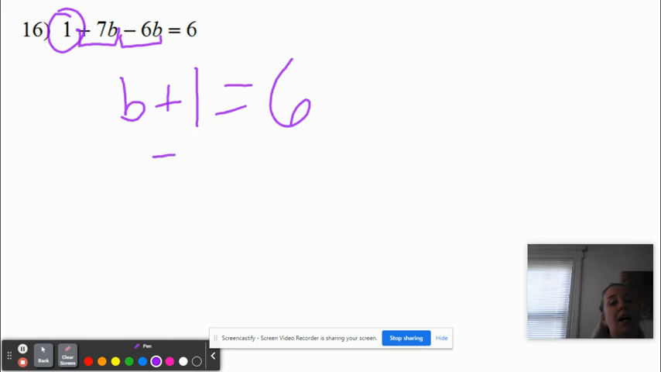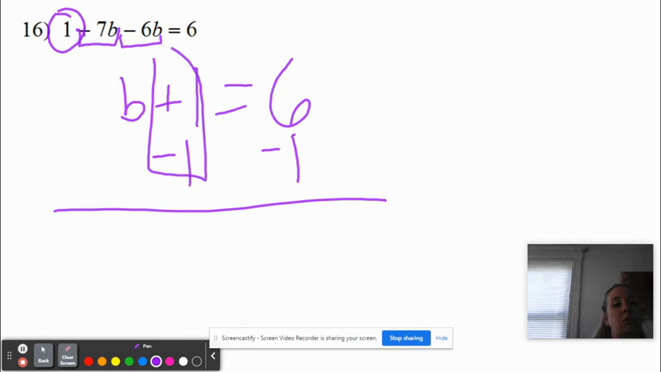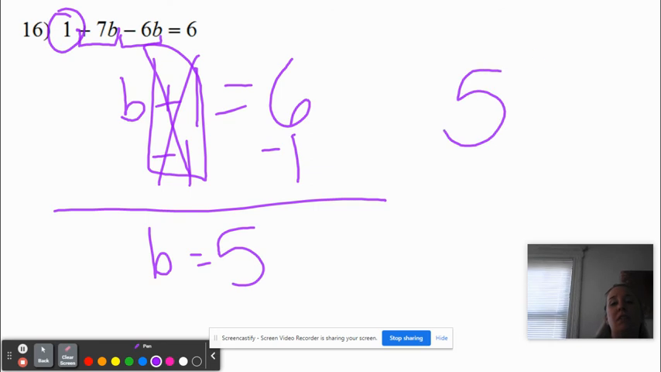So then we want to subtract 1 from both sides. 1 minus 1 is nothing. So we have b equals 6 minus 1 is 5. Final answer is just 5.